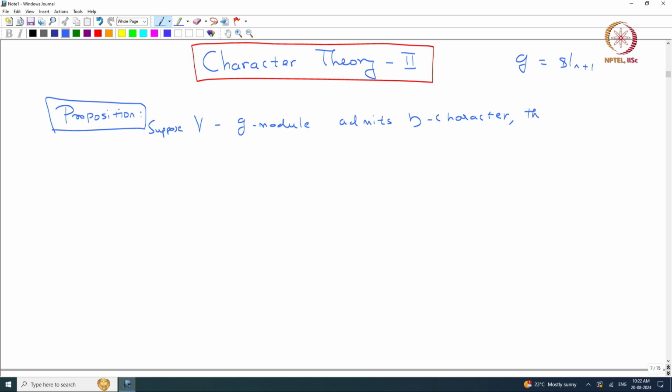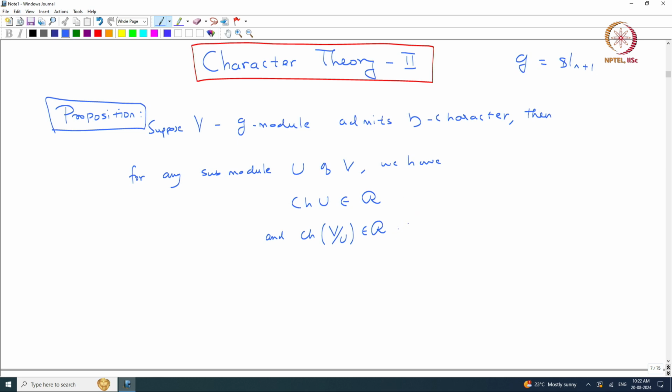Then if we take any submodule U of V, we have the character of U again lies inside R. Not only that, the character of V modulo U, the quotient, also lies inside R.